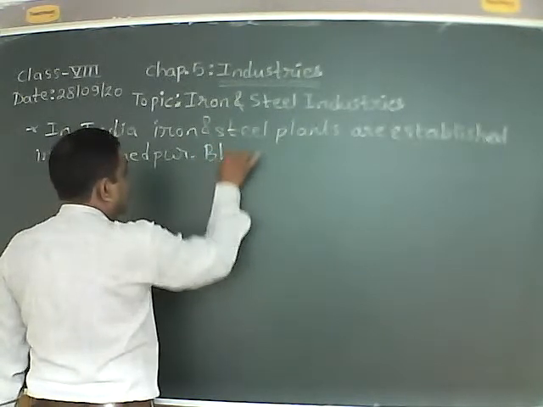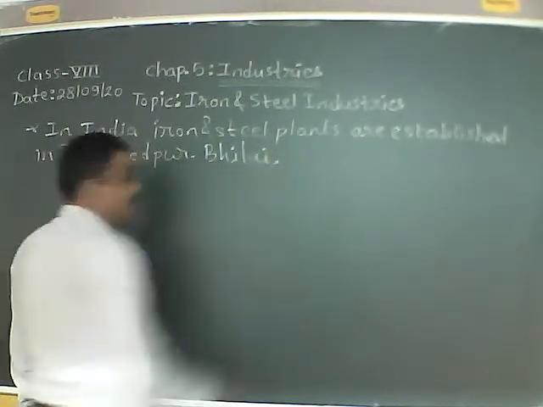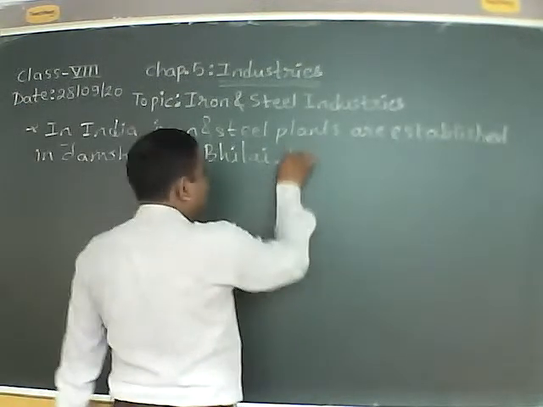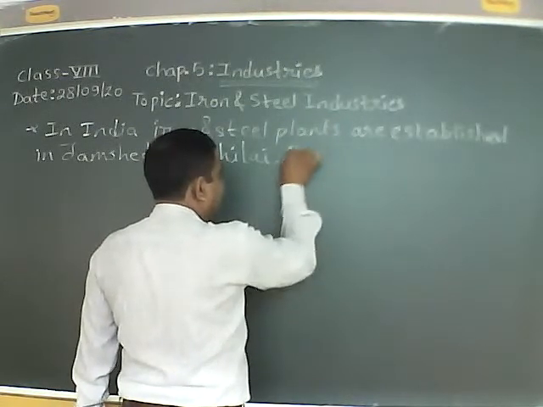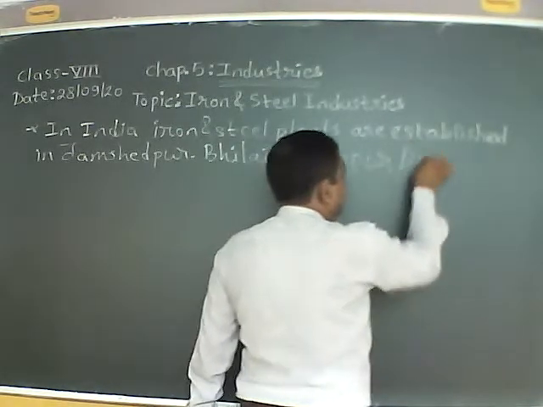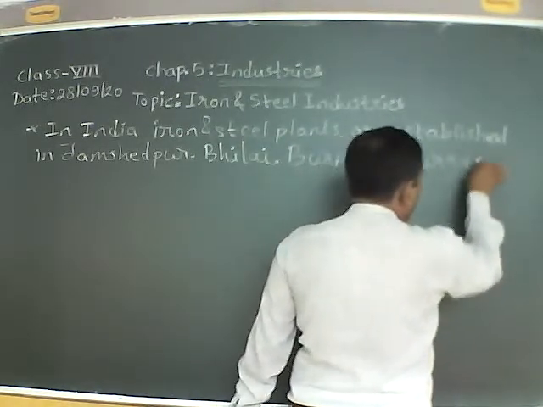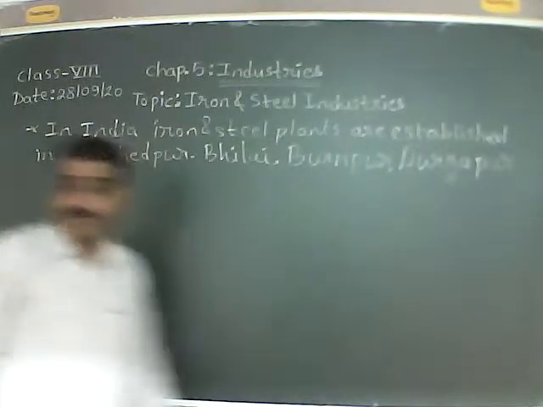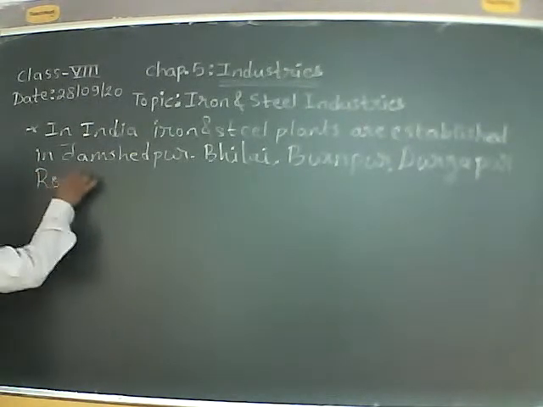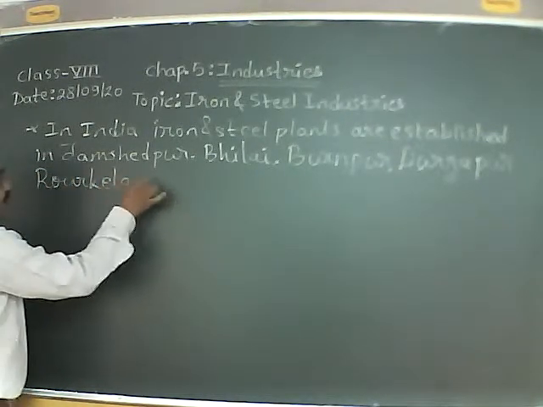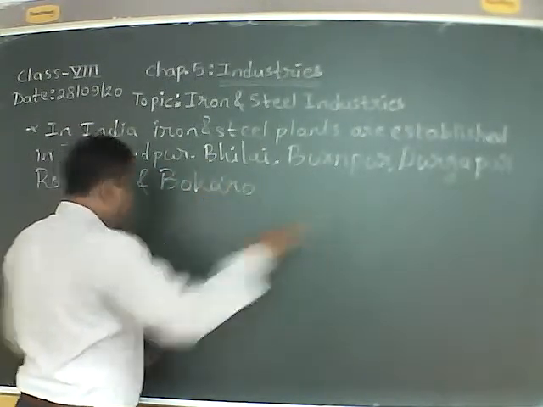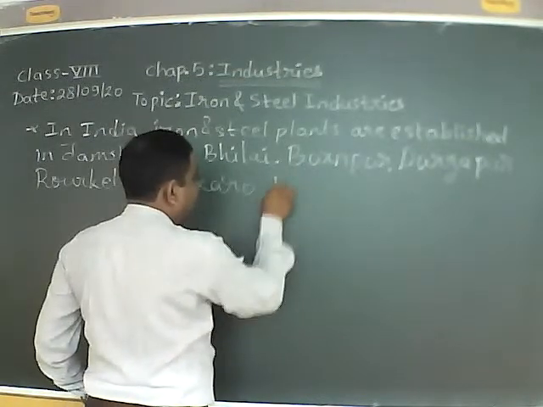Then we have the iron and steel plant in the state of Chhattisgarh, in Bhilai. Then we have the iron and steel plant in Burnpur. Durgapur is in Bengal. Then we have iron and steel plants in Rourkela and Bokaro.